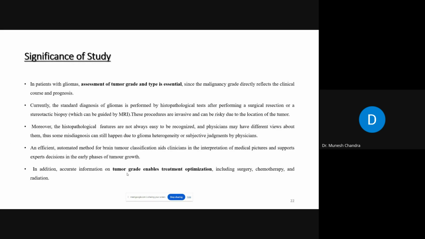So what is the significance of this study? If we are able to identify whether the brain tumor is benign type or malignant type. If it is benign type, then we do not have to bother about it. We have to take the normal treatment.